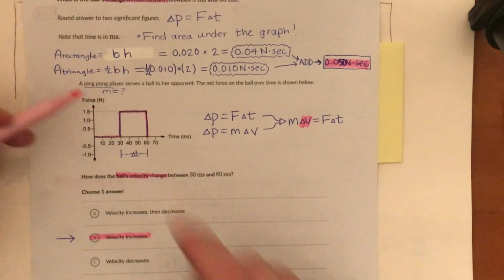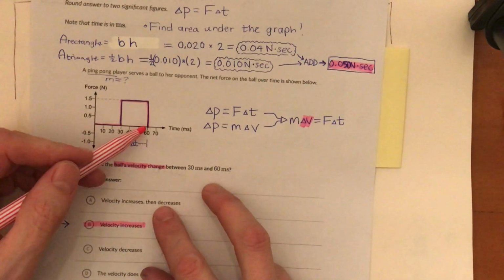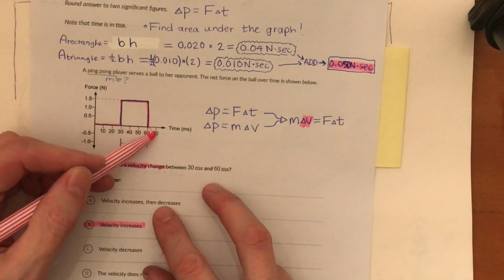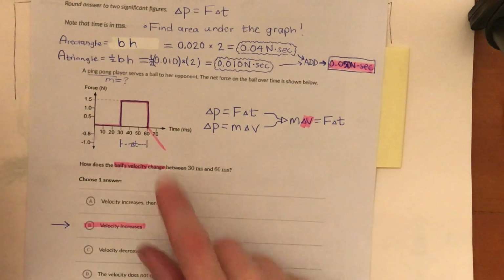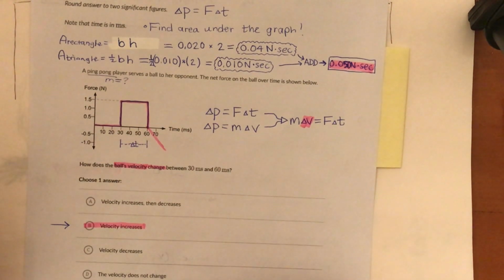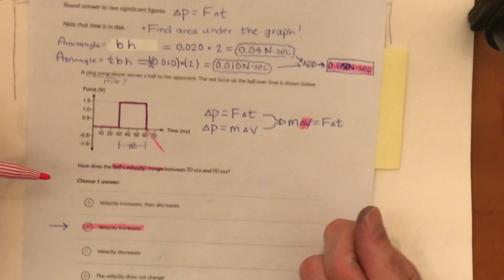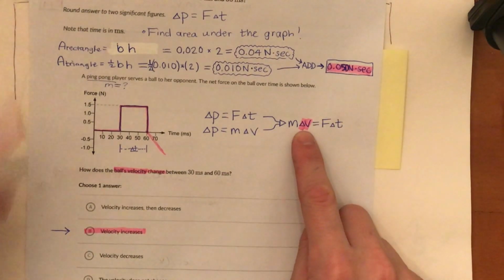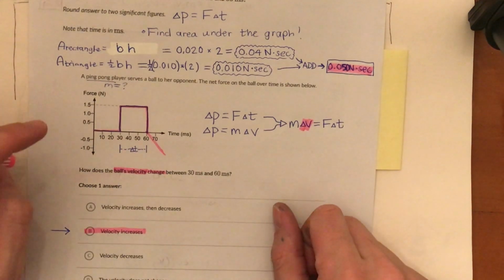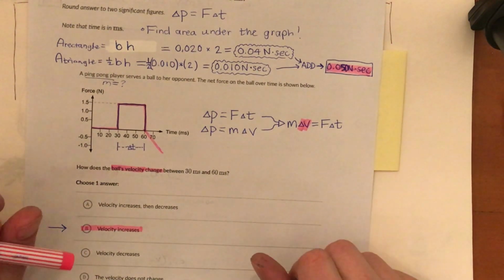Now, if we had a graph that showed the graph going into the negative realm, then that might be a case where we could say, okay, look, the force will be negative for a period of time. That would cause the velocity to go down in this case, assuming the ball had a positive velocity.